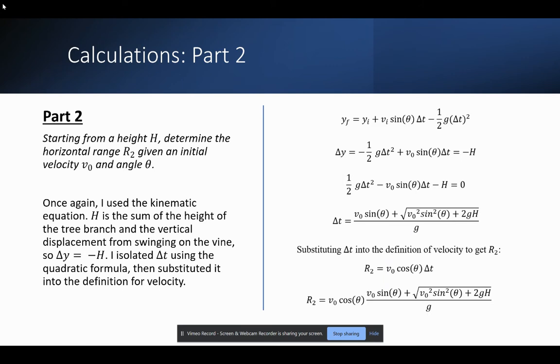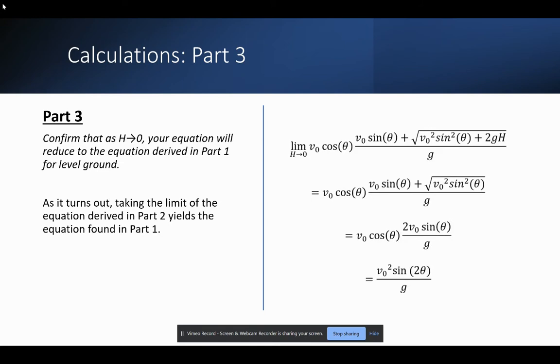For part 2, the task was, starting from a height capital H, determine the horizontal range r sub 2, given an initial velocity v naught and an angle theta. Once again, I use the kinematic equation. H is the sum of the height of the tree branch and the vertical displacement from swinging on the vine, so delta y equals negative h. I isolated delta t using the quadratic formula, and then substituted it into the definition for velocity once again.